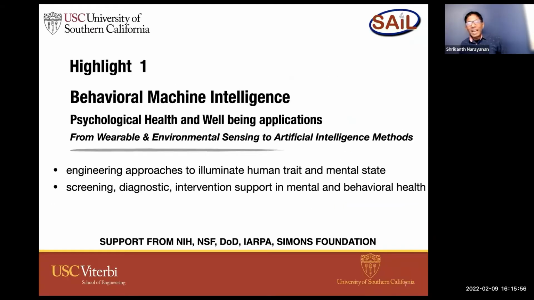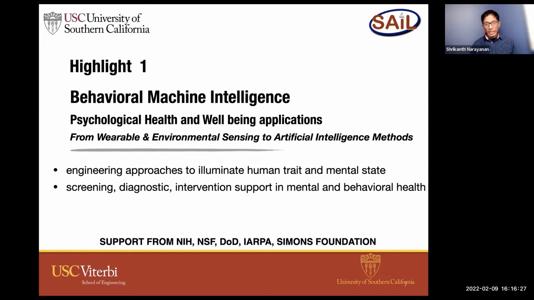So the first highlight area is the area of behavioral machine intelligence. Basically, the idea is to illuminate aspects of human trait and mental state using data, that connects everything from wearables and sensing the environment to AI methodologies powered by machine learning, and hopefully in the service of supporting screening, diagnostic, and intervention support, especially inspired by applications in mental and behavioral health.